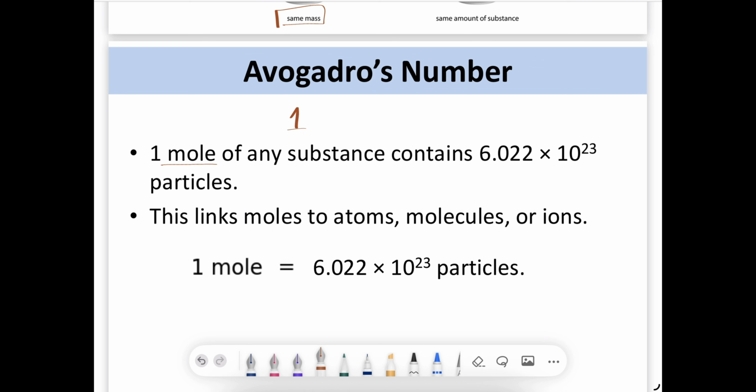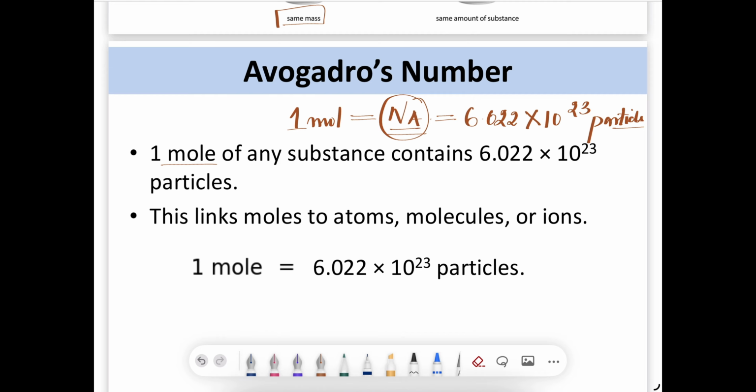One mole of any substance is equal to Avogadro's number of particles. So Avogadro's number is given by this symbol. So all of you know Avogadro's number means 6.022 times 10 raised to 23 particles. So one mole contains these many particles.